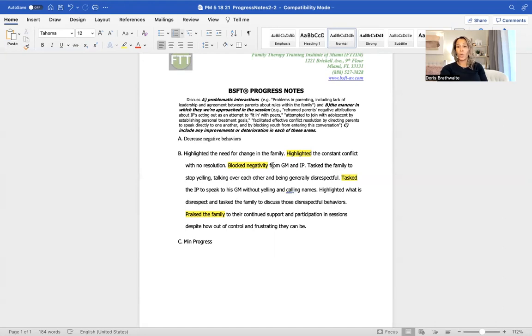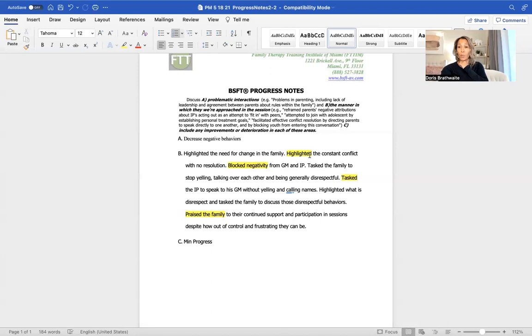This is not what you wanted to do. This is not what you thought you did. This isn't what you plan to do. This is not what you were thinking you were going to do. This is a direct reflection of what you did in the session. That's going to get better as we work together and as we navigate learning the BSFT way, right?